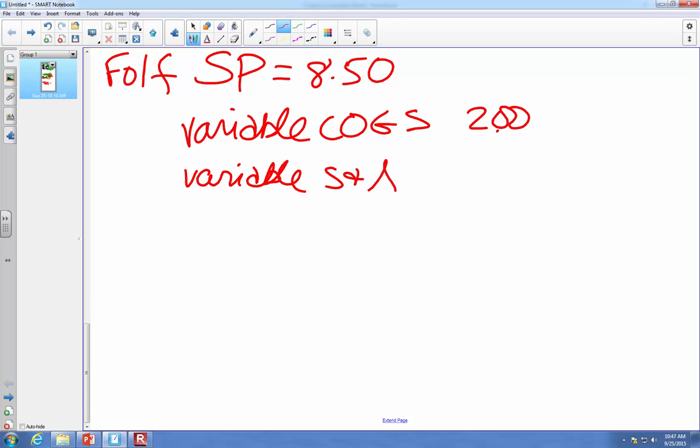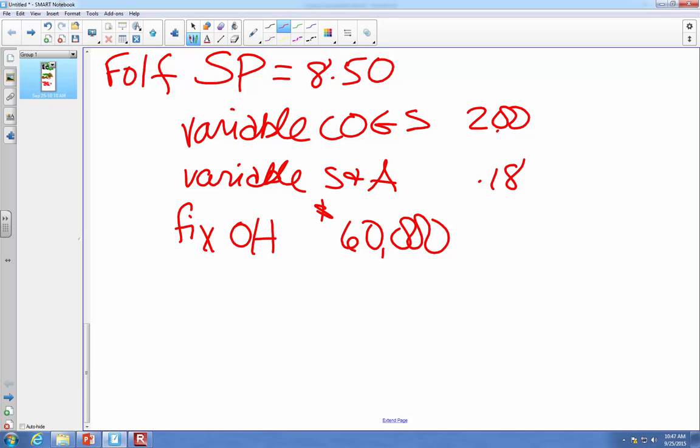My variable selling and administrative costs are 18 cents a disc. And my fixed overhead is $60,000 a year. That's the rent on my facility, my property taxes. I guess I would pay taxes if I was renting. 60,000. And then I've got fixed S&A equal to 31,000.